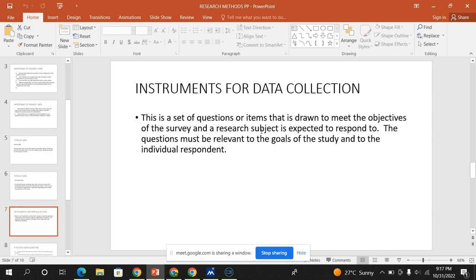Instrument for data collection is a set of questions or items designed to meet the objectives of the survey, which a research subject is expected to respond to. The questions must be relevant to the goals of the study and to the individual respondent. That is self-explanatory, whereby you ask the questions, then the interviewee responds relevant to the question you are asking, not out of the topic.